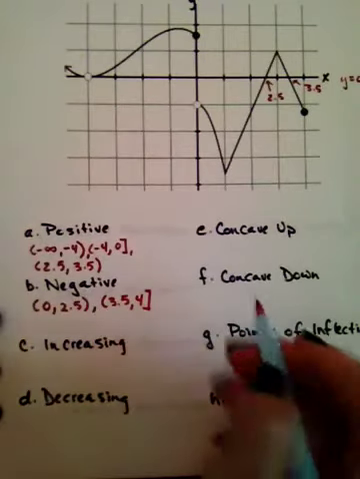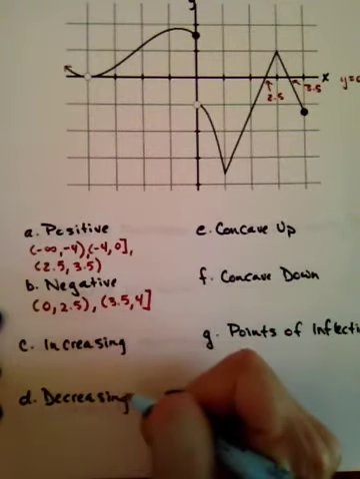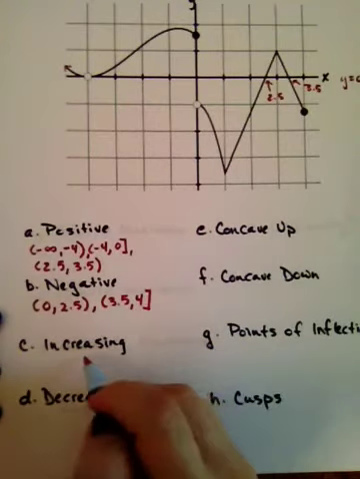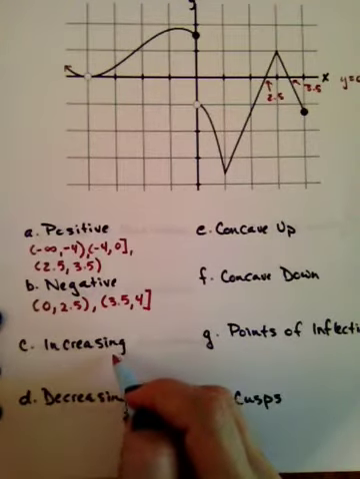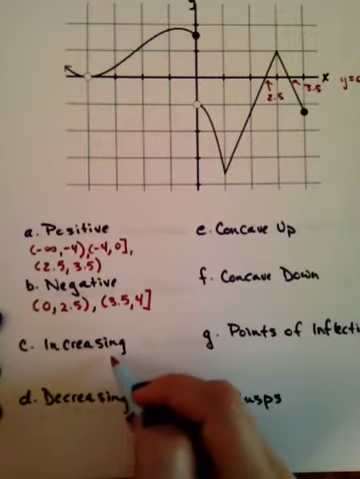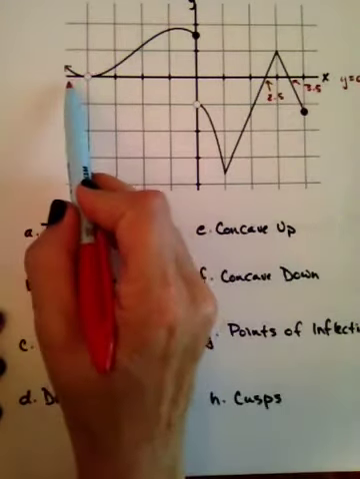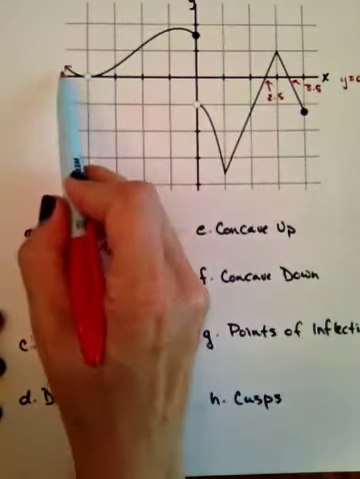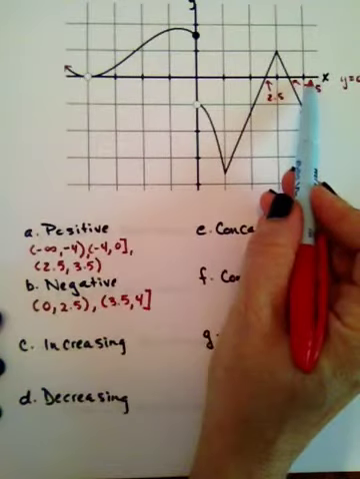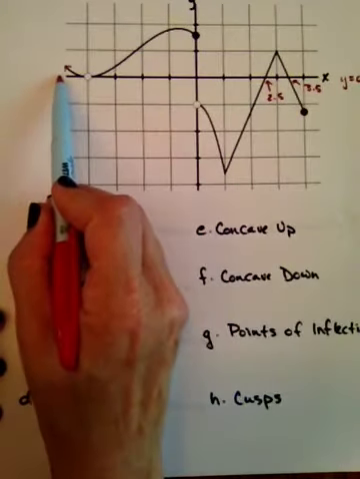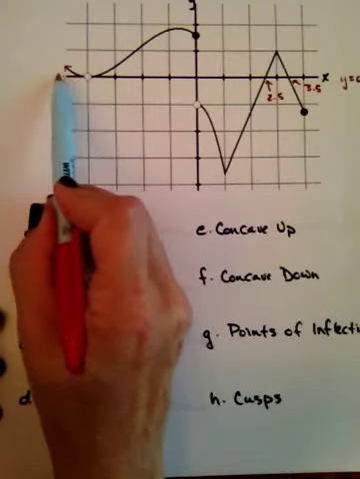A lot of people confuse positive and negative with increasing and decreasing. Increasing means that our y values are going up from left to right. As x increases, so does y. As x goes up, y goes up. So x increases from left to right. We have negative numbers here, positive numbers here. So we need our y values to go up as well. So as we travel, the y values are going down, so this would be decreasing.